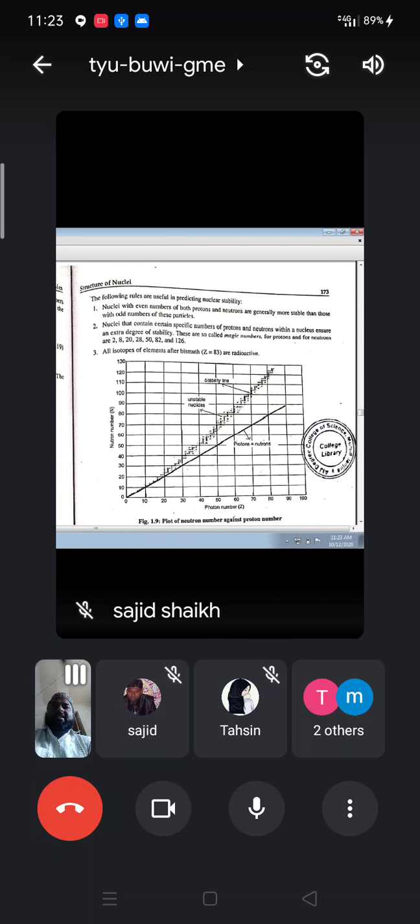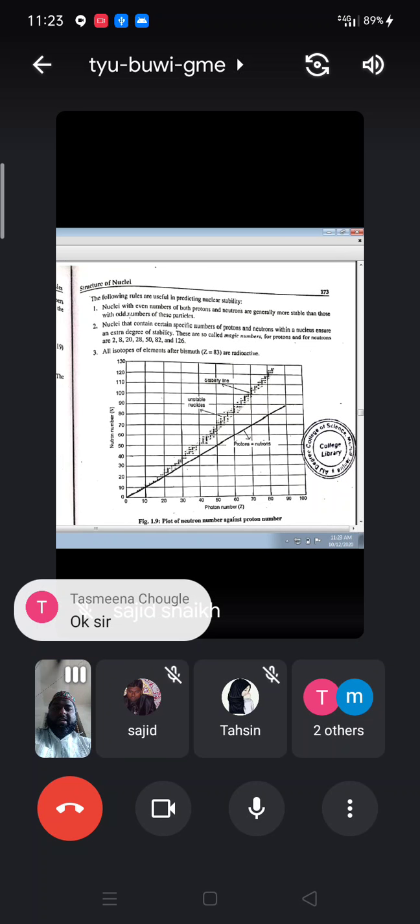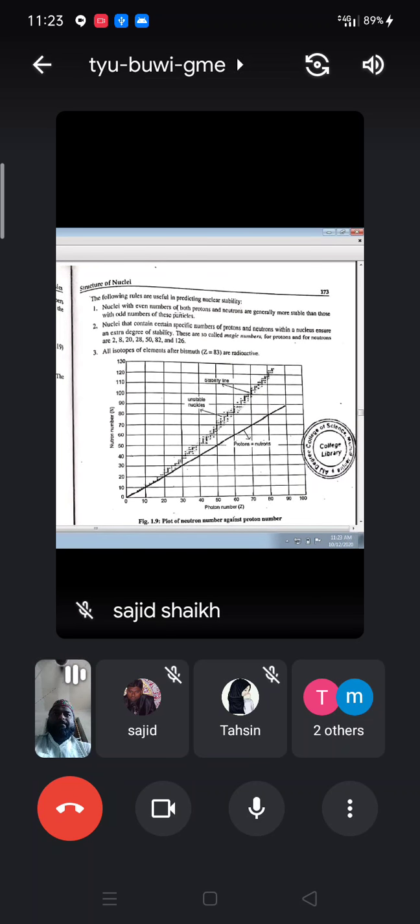What we have seen: the nuclei with an even number of both protons and neutrons are generally more stable than those with odd numbers of these particles. Nuclei which contain certain specific numbers of protons and neutrons ensure an extra degree of stability. These are so-called magic numbers. For protons and for neutrons they are 2, 8, 20, 28, 50, 82 and 126.